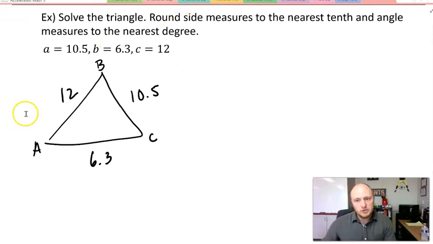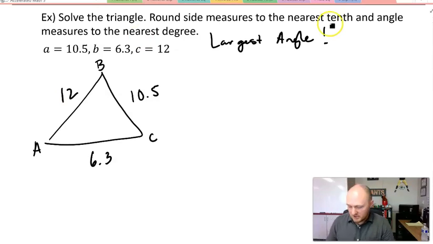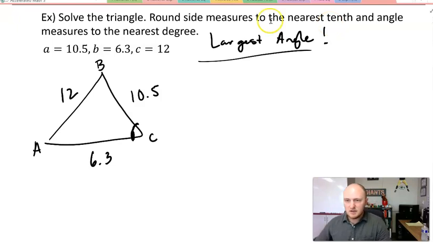Now what you're going to do is target the largest angle. You want the largest angle. You have to use law of cosines. Get the biggest angle out of the way. That's going to involve C. I'm using law of cosines. I want cosine of C.